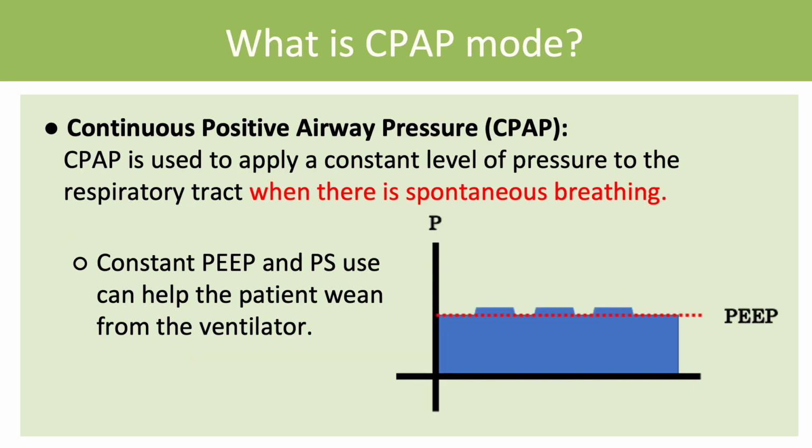CPAP refers to continuous positive airway pressure, and is used with constant PEEP when there is spontaneous breathing. In other words, using CPAP in a patient without spontaneous breathing is contraindicated. CPAP can be supplemented with the addition of PS to assist spontaneous breathing. Also, with constant support by PEEP and PS, CPAP is used when weaning a patient off the ventilator.